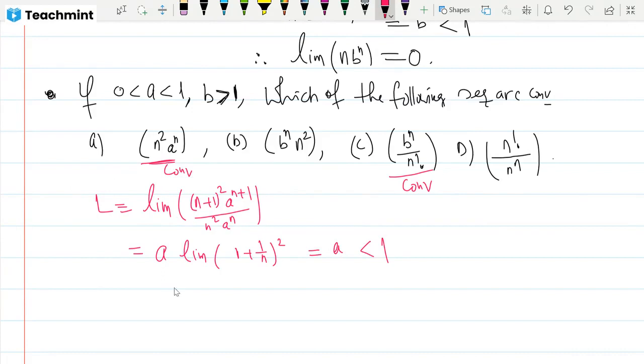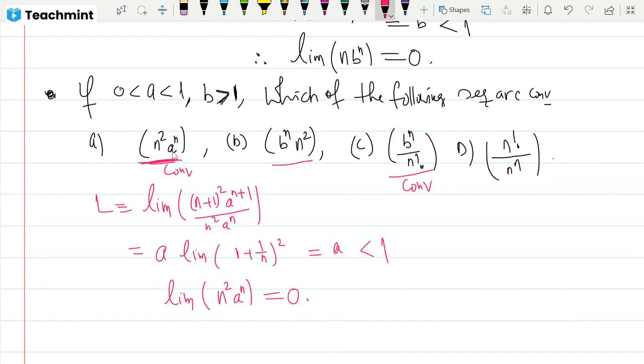The sequence converges. Therefore, the limit is also 0 by the theorem. So for n square into a power n, this limit is also 0. Not only is this sequence convergent, but it converges to 0. That's the important thing.